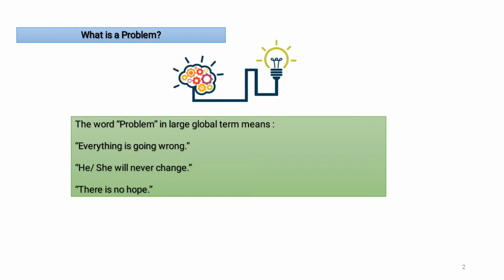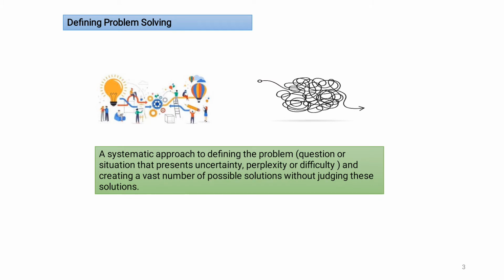Now let's see what is problem solving. So it is actually a systematic approach to define the problem, that is a question or situation that presents uncertainty, perplexity or difficulty, and creating a vast number of possible solutions without judging these solutions.